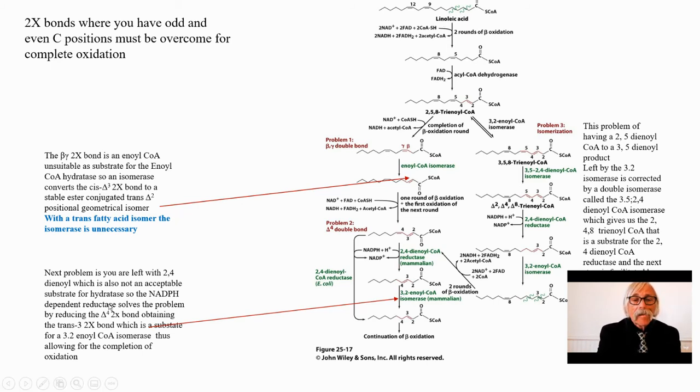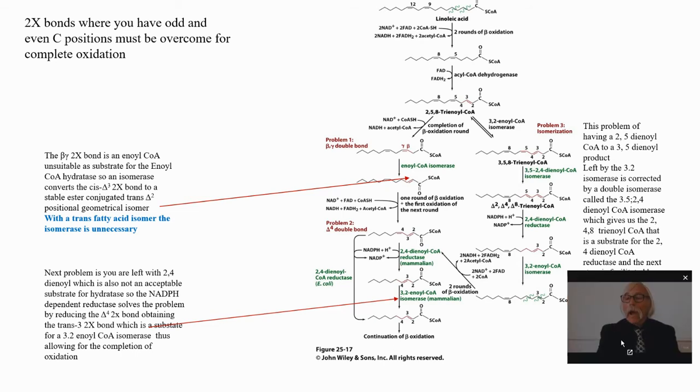Okay. Now that you've made this trans 3 double bond, which is right there in red, it's called the 3,2-enoyl-CoA isomerase. Now this enzyme will allow for the completion of the oxidation. So you've had an enoyl-CoA isomerase, you've had a 2,4-dienoyl-CoA reductase, and you've had one more enzyme necessary to complete this cycle, a 3,2-enoyl-CoA isomerase. Now you're back to the correct position. You can do the hydration, and the continuation of the beta oxidation.